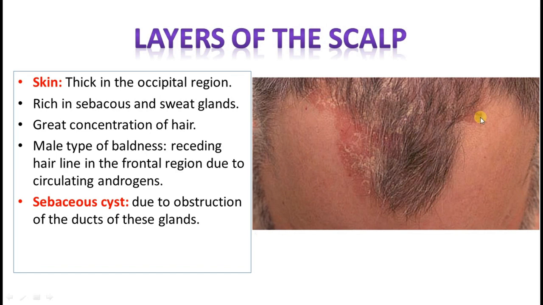Apart from that, other cases of hair fall might be due to dermatological conditions, infections, or your nutritional status, or if you are not properly hydrated, or some hormonal imbalance, or some diseases. In certain diseases we tend to lose hair. So all these factors. Apart from that, if you exclude all these factors, then the receding hairline in the case of males is due to the circulating androgens. That is why it is called the male type of baldness.